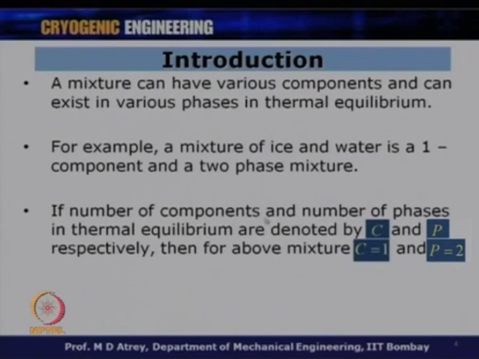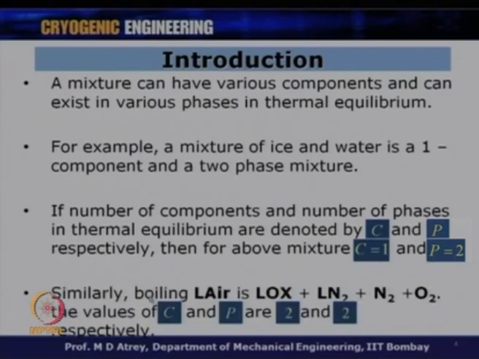If the number of components and the number of phases in thermal equilibrium are denoted by C and P respectively, C being the number of components and P the number of phases, then for the above mixture C is equal to 1 and P is equal to 2. Similarly, we have other possibilities of mixtures, wherein we have boiling liquid air. Boiling liquid air will have LOX, that means liquid oxygen, liquid nitrogen, nitrogen gas and oxygen gas. So, we have two components present in two phases, liquid and gas. So, the values of C and P here will be two components, that is nitrogen and oxygen, and two phases, that is liquid and gas.